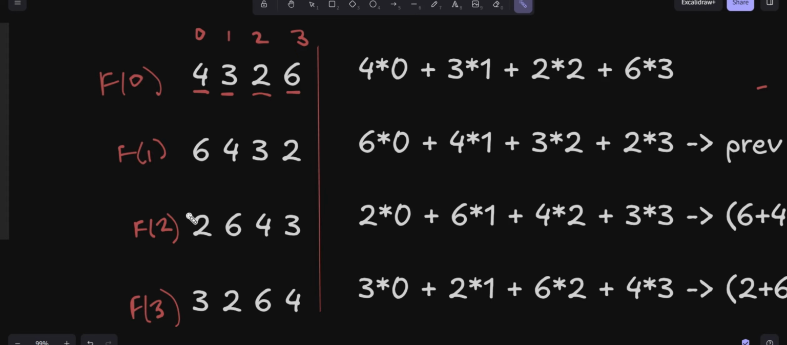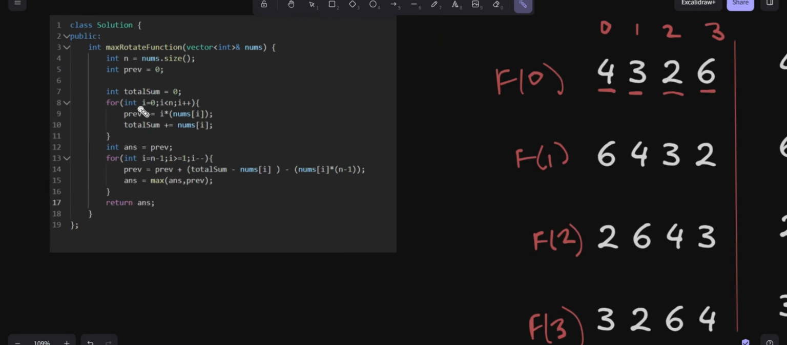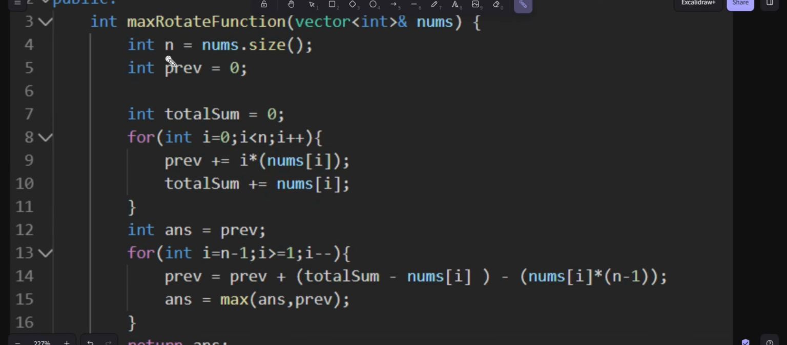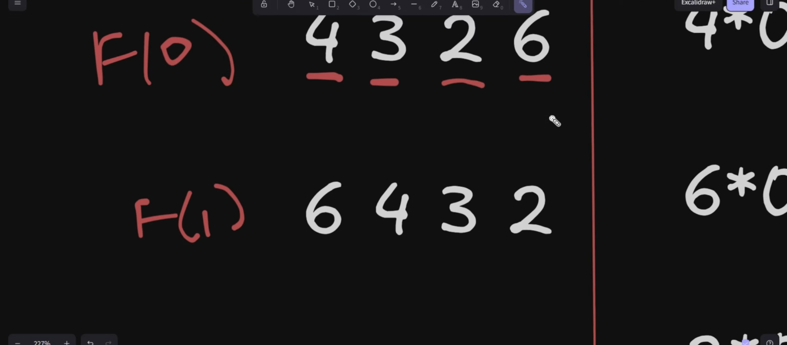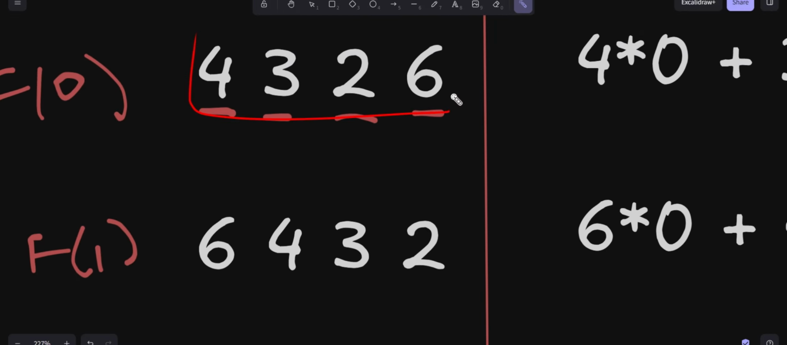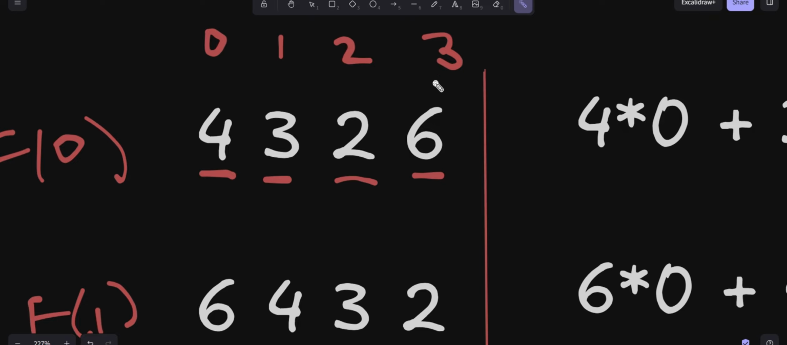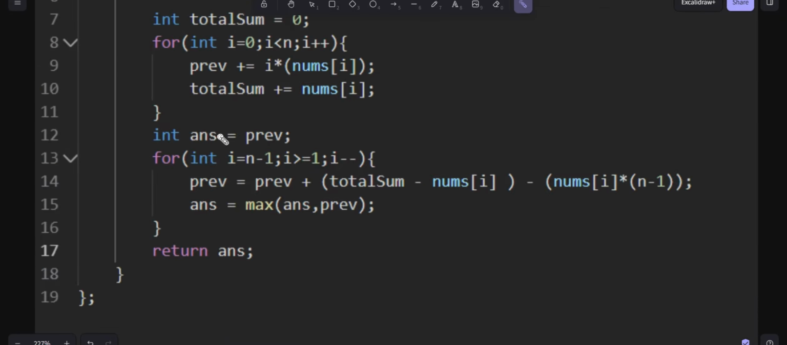So let's just check out the implementation part. First of all, n is the nums size, then we have previous initialization and total sum initialization. We iterate our array and we calculate the previous value to be indexed into nums of i and add all those values. This is the f of zeroth value that we calculate. For 4, 3, 2, 6, it was 4 into 0 plus 3 into 1 plus 2 into 2 plus 6 into 3. So we calculated the previous value. Also side by side we calculated total sum to be plus equal to nums of i, right?